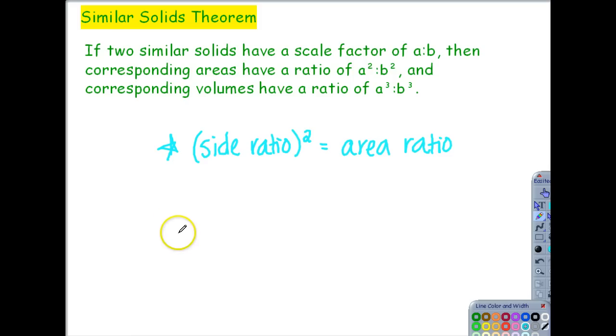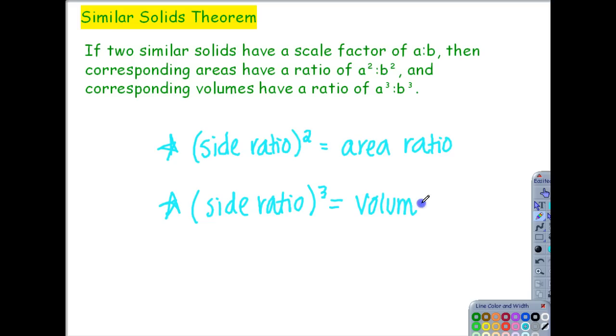Okay, and then we can also say that if we take our side ratio again, and we cube it, we can get our volume. So this is really the new piece. But it makes sense. It's very similar to what we already know. Because volume is talking about cubing things, area is talking about squaring things. Right. Excellent. Okay. All right, let's actually apply this.